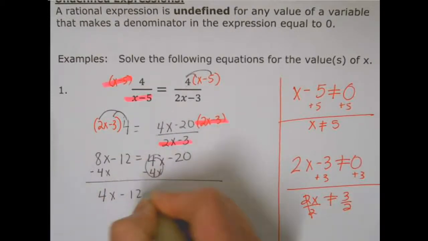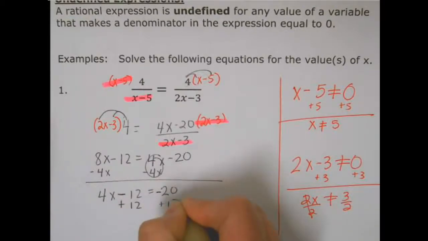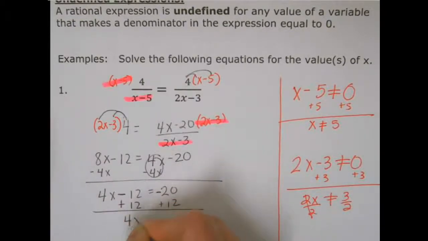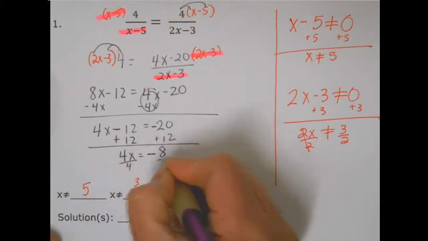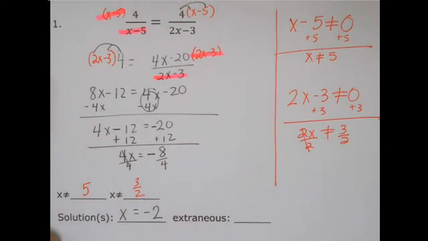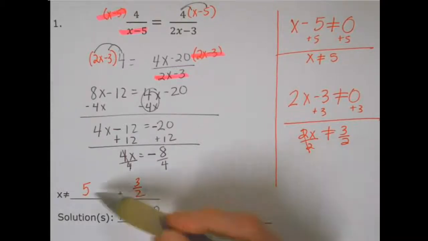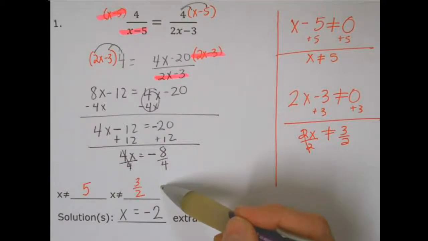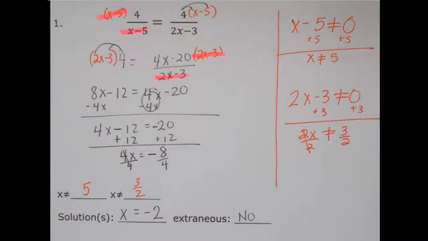4x minus 12 equals negative 20. Add 12 to both sides. 4x equals negative 8. Then what am I going to do with the 4? And that's going to cancel, and x is going to be equal to negative 2. Now, does this contradict what I wrote there? No, it's fine. And so there are no extraneous answers in this example.